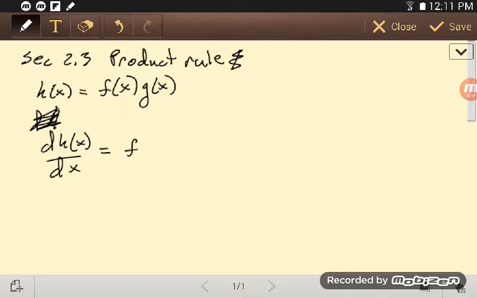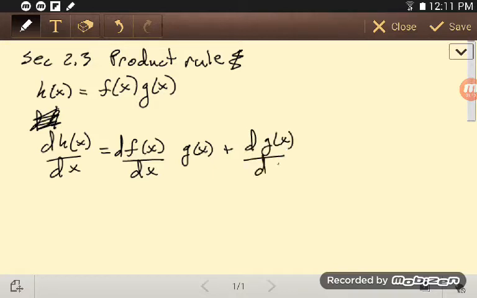And pretty straightforward as far as the formula. It is, and you can do this in whatever order: derivative of f with respect to x and then times g of x plus the derivative of g of x with respect to x and then times f of x. And you can write these products in the sum any way you want. It just doesn't matter, because multiplication is commutative.